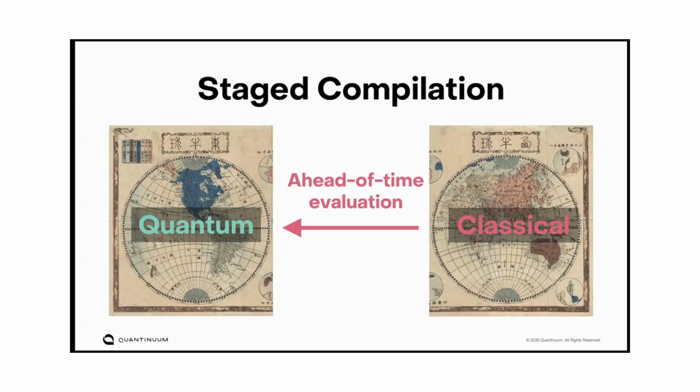One term for this would be staged compilation. So we have these two different stages where you first do all the classical stuff, and then we get a result back that's purely quantum that we can execute.